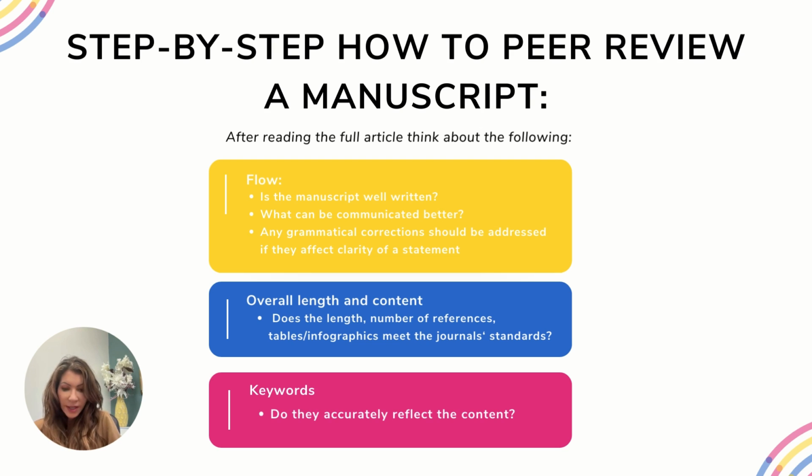Are there too many or not enough tables, graphs, and keywords? That is so crucial now because there's so many articles out there. We want to make sure that there are keywords associated. So do they accurately reflect the content of the manuscript?